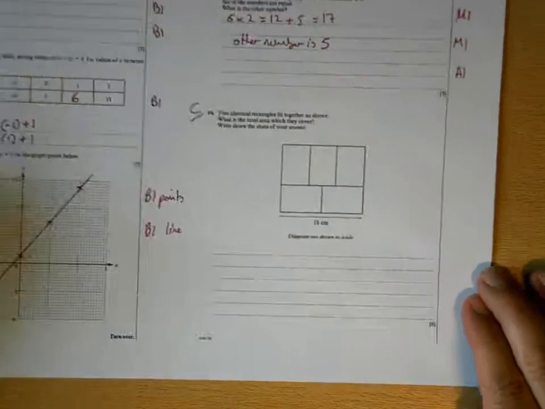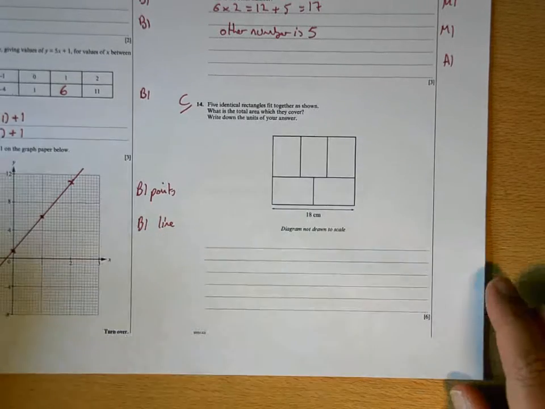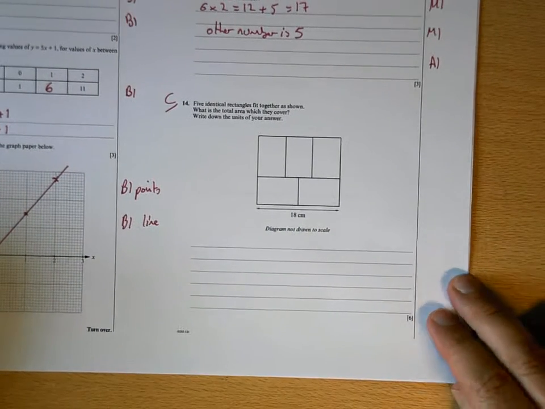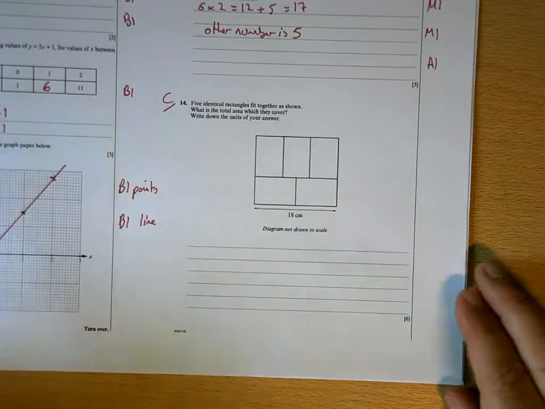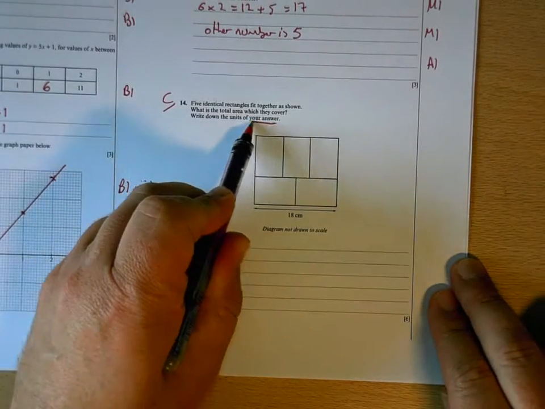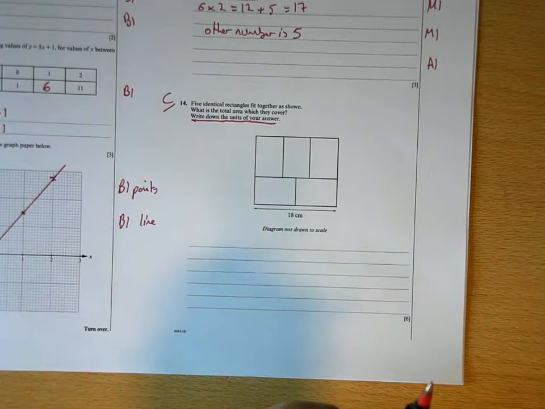Okay, so we're into the C grade questions now. 5 identical rectangles fit together as shown. What is the total area which they cover? Write down the units of your answer. Because it's specifically telling you to write down your units, there is 1 mark for that.